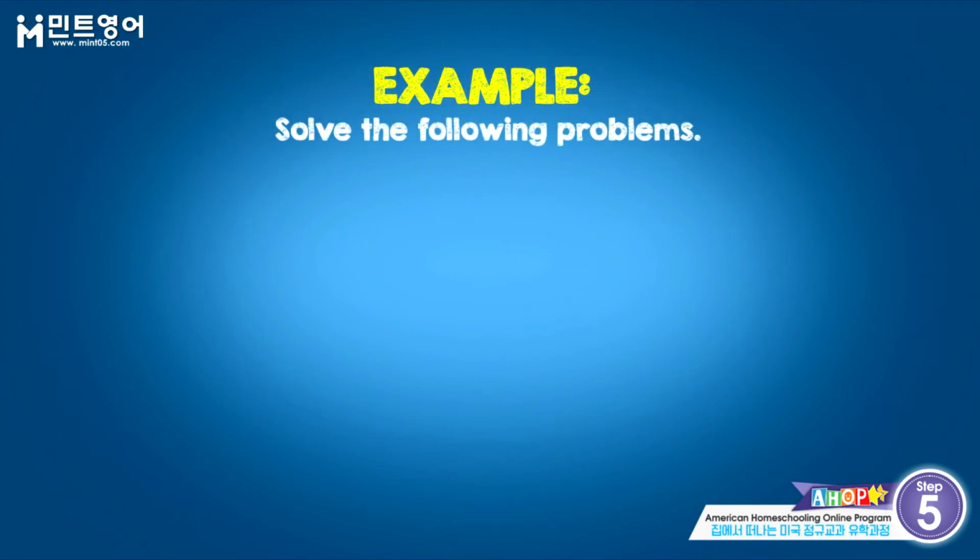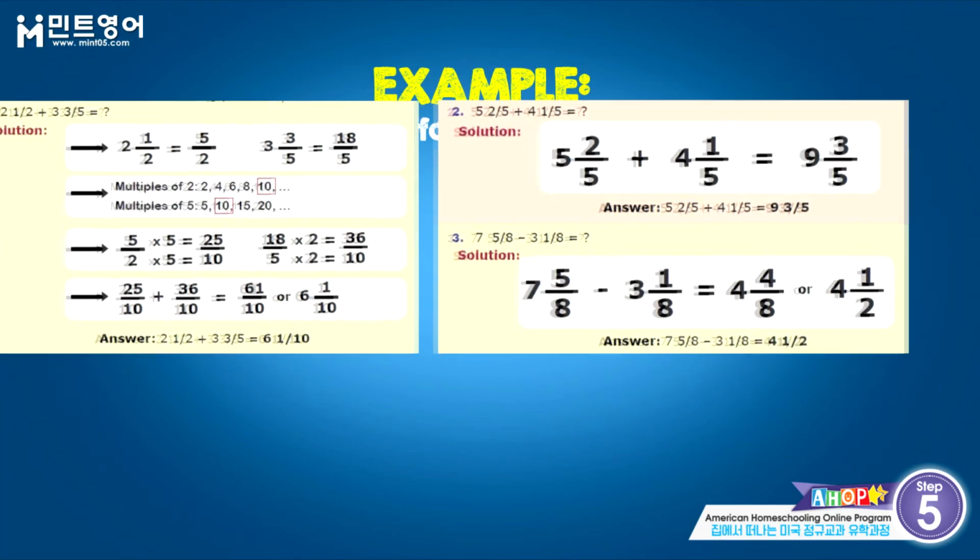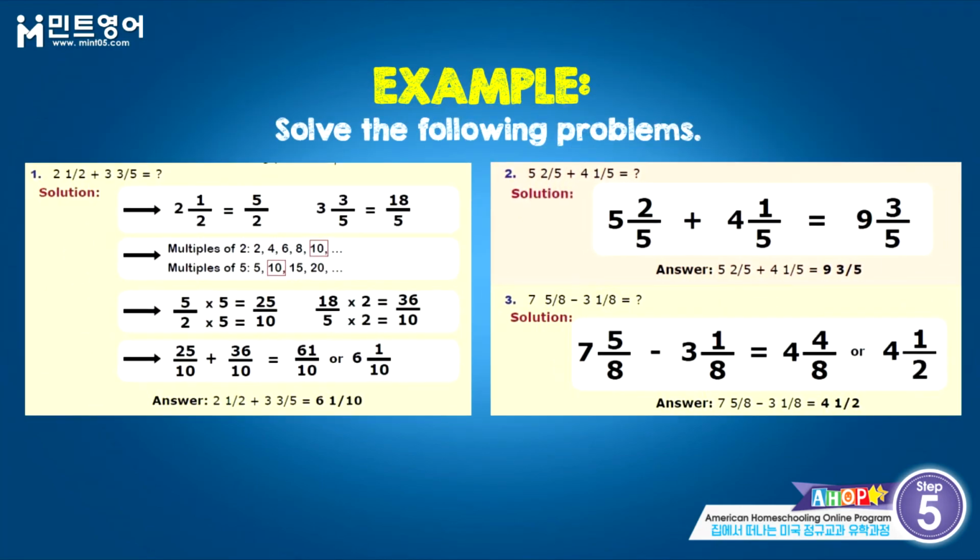Solve the following problems. 그럼 아래에 있는 문제를 한번 풀어보도록 하겠습니다. 2와 2분의 1 더하기 3과 5분의 3은 6과 10분의 1을 의미합니다. 그리고 5와 5분의 2 더하기 4와 5분의 1은 4와 2분의 1을 의미합니다. 이해하셨나요?